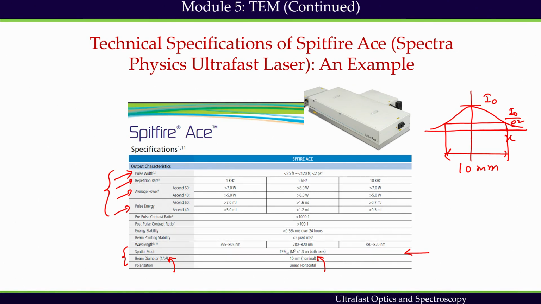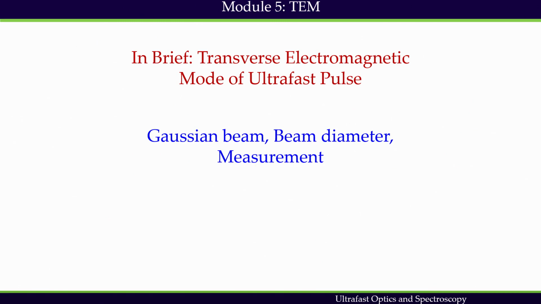So with this we have come to the end of this module. Here we have discussed a little more detail of the TEM00 mode, how to measure the diameter of an ultrafast laser beam, and how to express it, and we see that the error function is the response which we see in the knife edge measurement. We'll meet again for the next module.